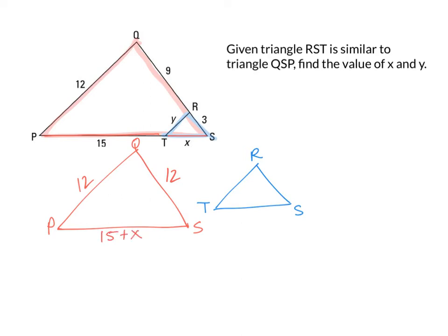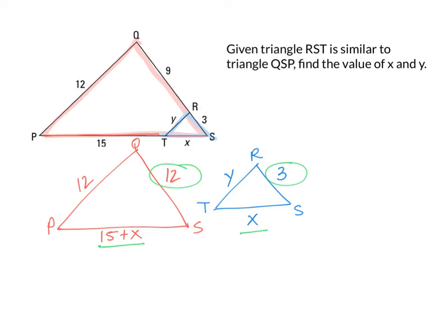Now looking at my smaller triangle, I've got one side of Y, one side of 3, and one side of X. Now I'm able to set up a proportion to solve. What's important with the proportion I set up is to ensure that I do not have more than one variable at a given time. So I would not want to have to try and find Y and X at the same time. So what I'm noticing is I can use side QS and side RS, and I can use side PS and TS to find my variable X.